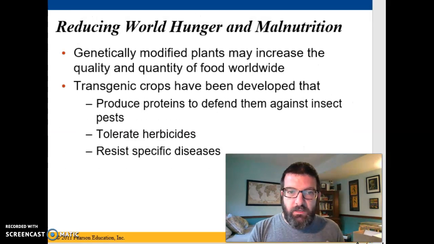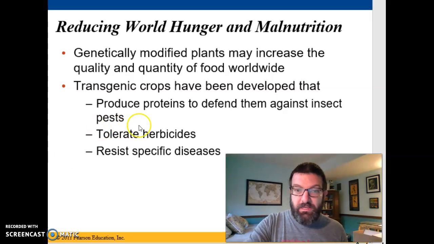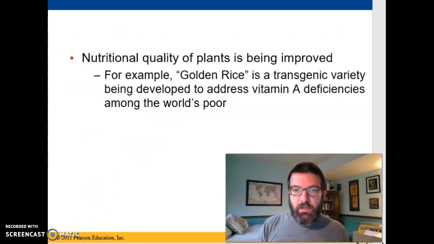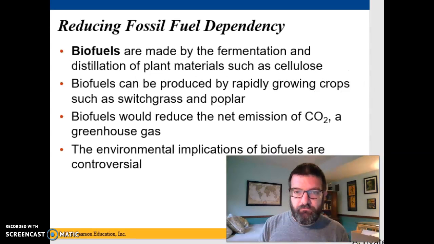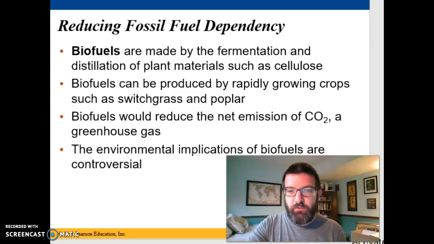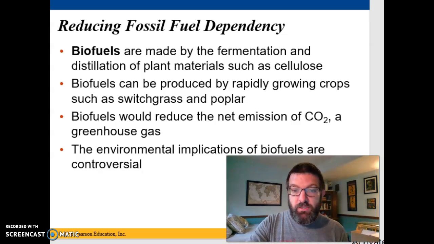But there is hope that it can help reduce world hunger and world malnutrition by creating plants that tolerate herbicides, that create their own resistance to particular diseases and pests. And in that way, we can make more food to feed more people. And we can make food that might produce more nutrients than it would have otherwise to battle malnutrition. Or we can create plants and algae that may be better for producing biofuels so that we can reduce our dependence on fossil fuels and battle climate change.